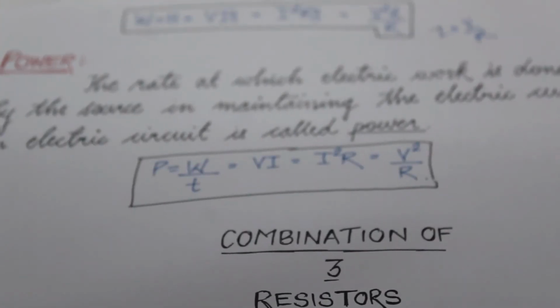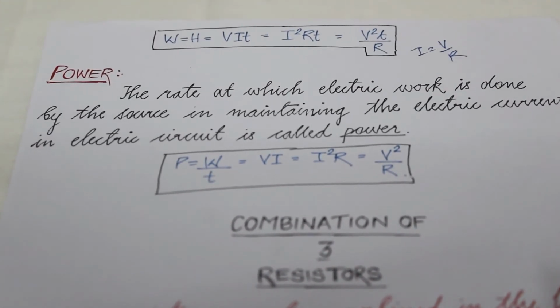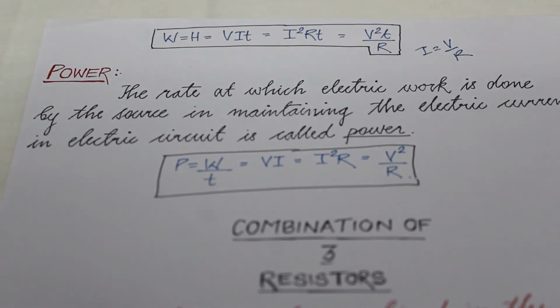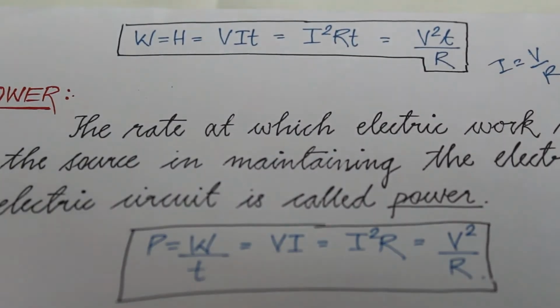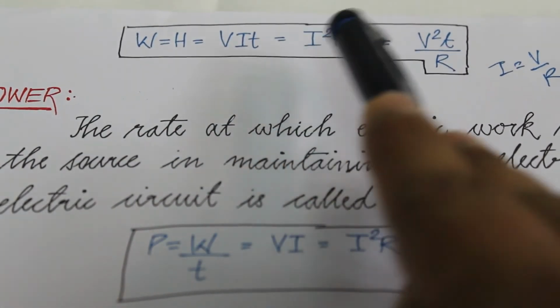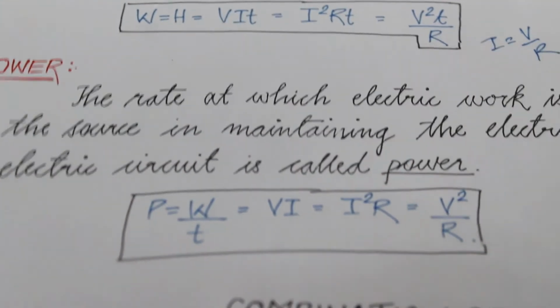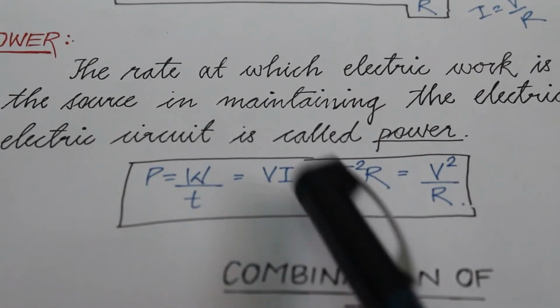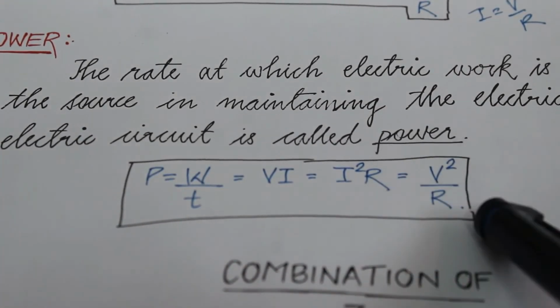Now what is power? As you have learned in class 9, it is the rate at which work is done. Since here we are talking about electric work, the power will be the rate at which electric work is done by the source in maintaining the electric current in the electric circuit. As we know, power is rate of work done, meaning work done divided by time. So if I divide VIT, I square RT and V square T by R by time, I'll get three different formulas for finding power, and that will be VI, I square R and V square by R.